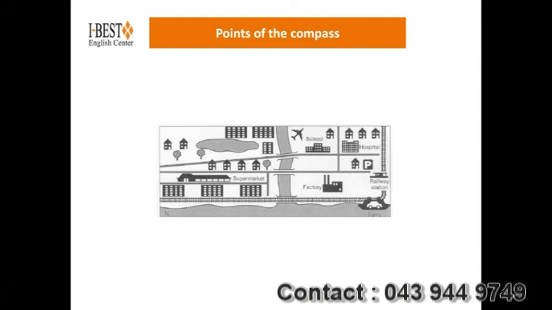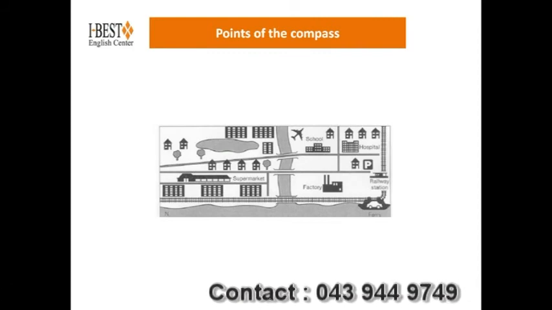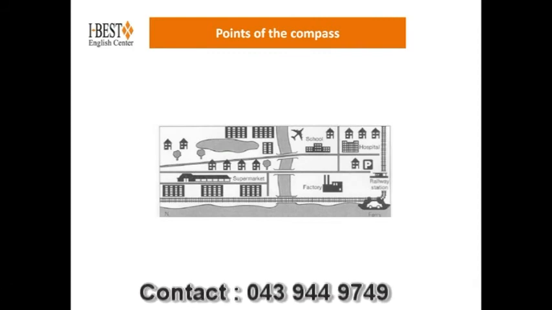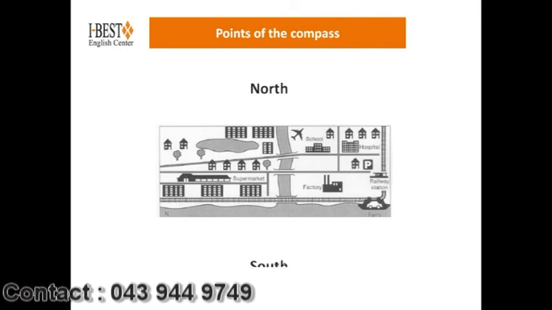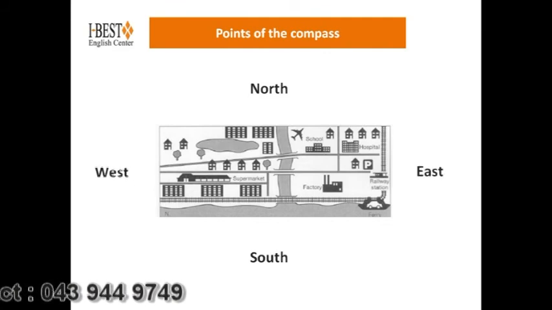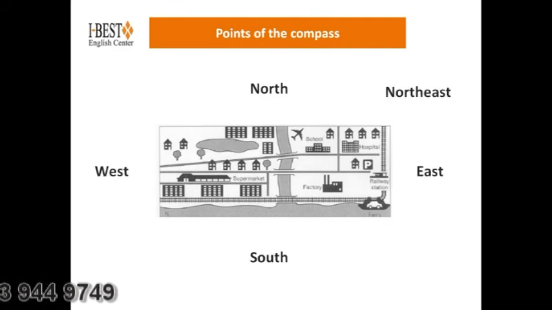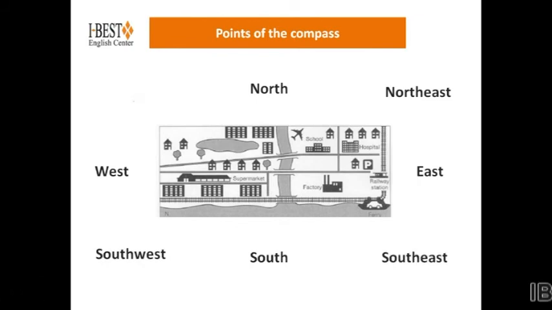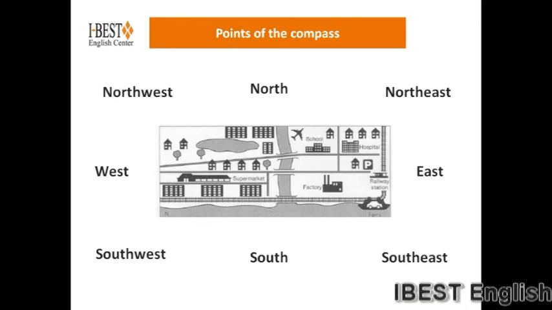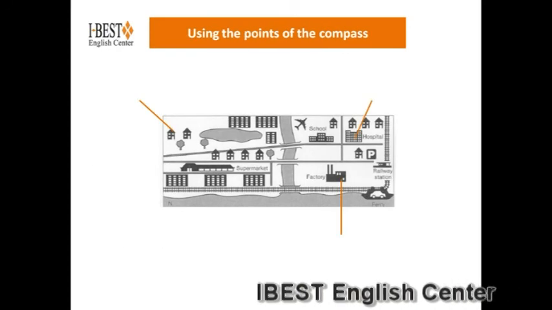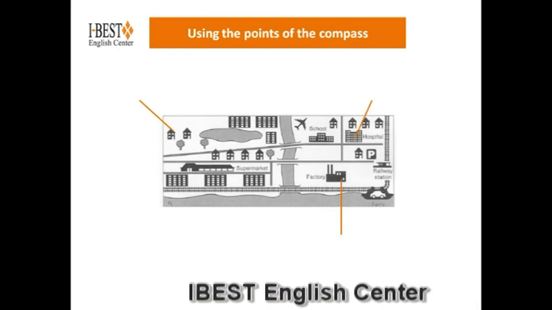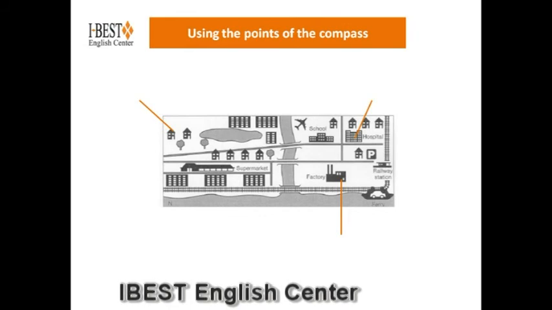Knowing the points of the compass is essential for IELTS maps. Let's have a look at some of the words you're going to need. North, south, east, west, northeast, southwest, southeast, northwest. You will need to use these words to describe the location of things on the map. Let's have a look at some examples of how this vocabulary is used in sentences.